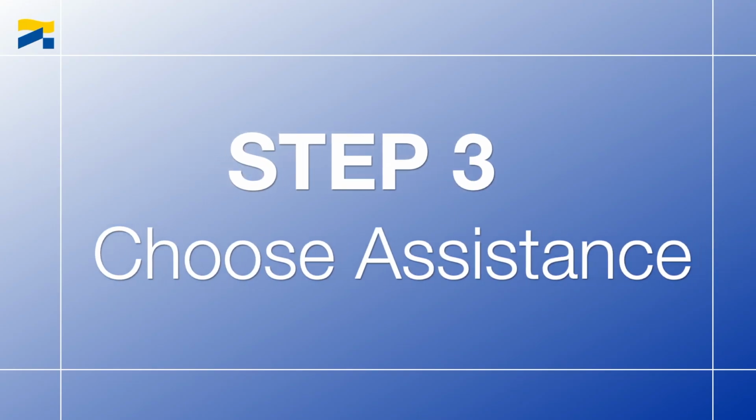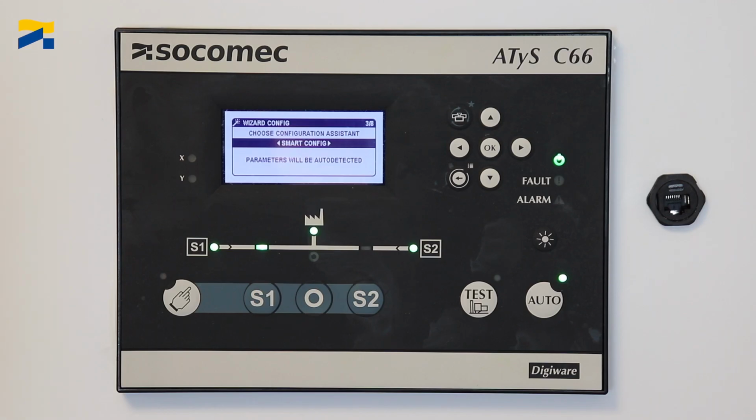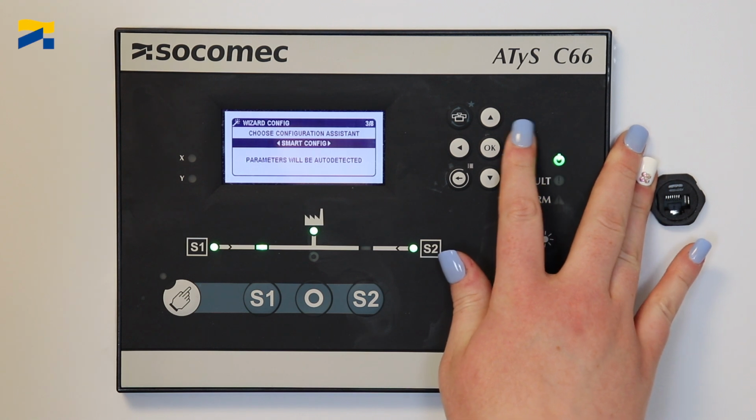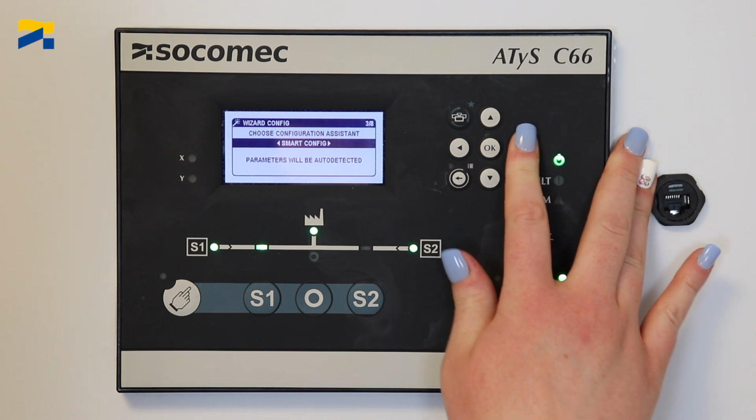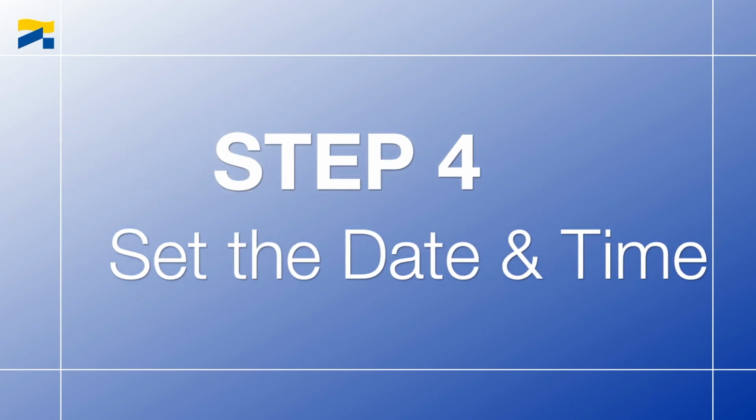Step 3. In the next screen, you will have the options to choose Smart Configuration or manual configuration of the voltage, frequency, and phase rotation. The Smart Configuration allows these values to be auto-detected. The manual means that the user will have to enter the values manually. So here you can choose the Smart Config or the manual configuration, and we will be doing the Smart Config for this video.